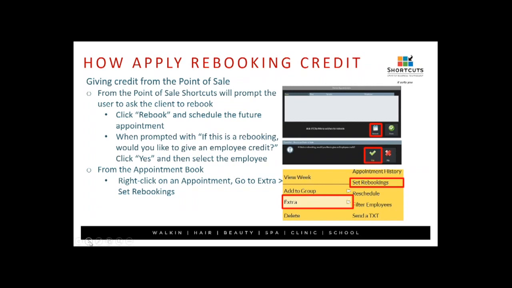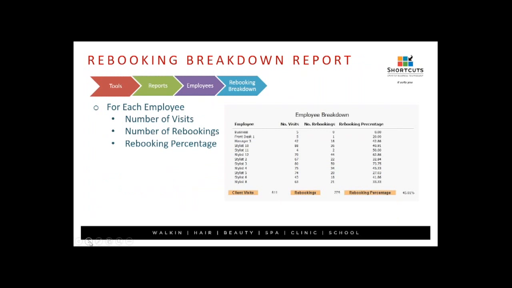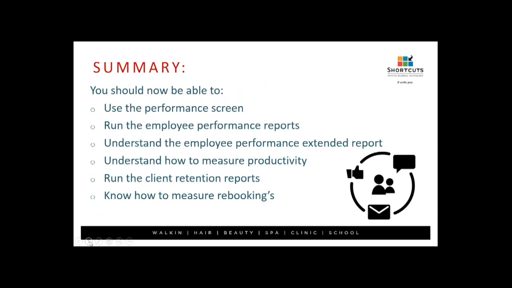Once you've got this working, this all feeds through to our rebooking breakdown report. A rebooking breakdown report will give us the employees, the number of visits they've had from clients, the number of rebookings, and then a rebooking percentage. It's a great tool to see exactly who is rebooking those clients back in and who isn't. You should now be able to use the performance screen, run the employee performance reports, understand the employee performance extended report, and understand how to measure productivity, client retention, and rebookings, and also how to use the rebooking option.